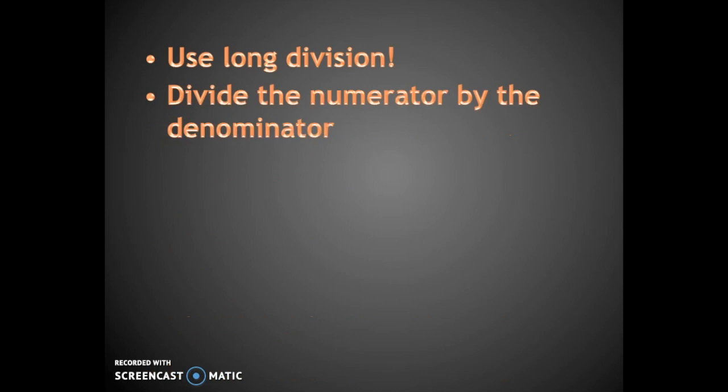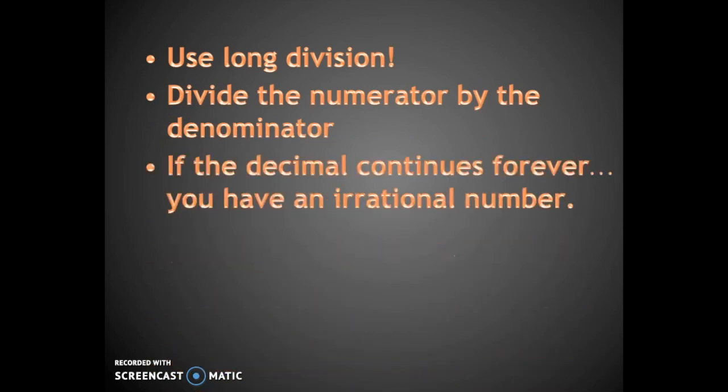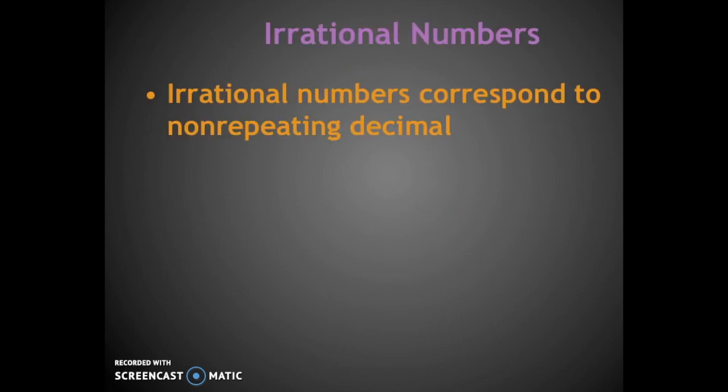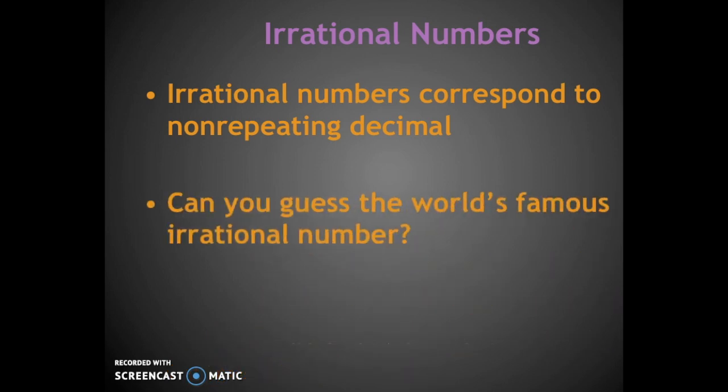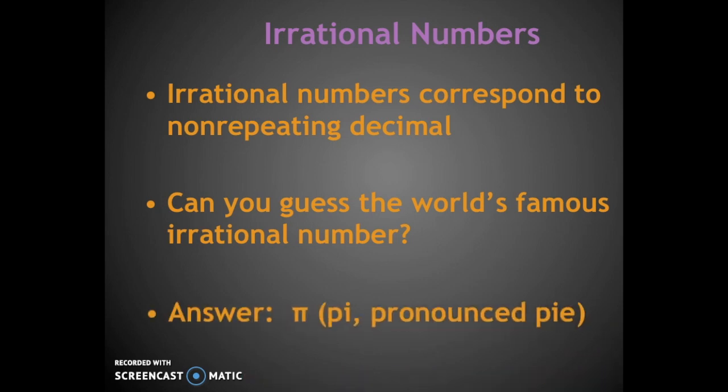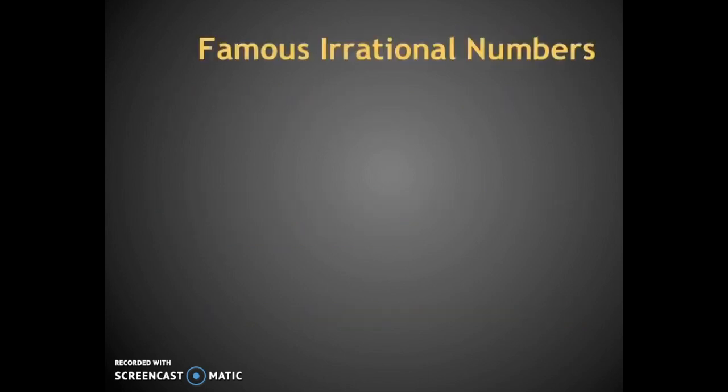Now, on the other hand, when you divide the numerator by the denominator, if the decimal continues forever, you have an irrational number. So let's take a look. Irrational numbers correspond to non-repeating decimals. Can you guess the world's famous irrational number? If you say pi, you are correct. Blueberry pie.